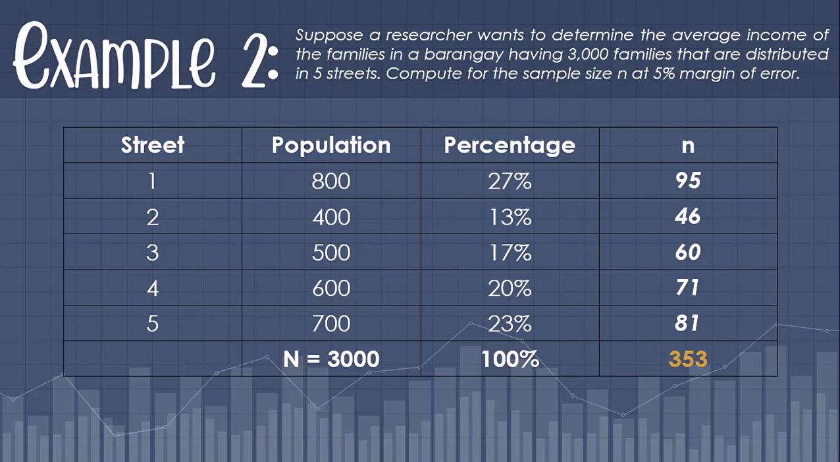Now, as you can see in our last column, we have now determined all of the sample sizes for each street of the barangay. So for street 1, we can get 95. For street 2, we can get 46. For street 3, we can get 60 families. For street 4, we can get 71. And for street 5, we can get 81. That's a total of 353 families for our sample size, again at 5% margin of error. So that is how you apply the Slovin's formula to determine the sample size with stratified random sampling.